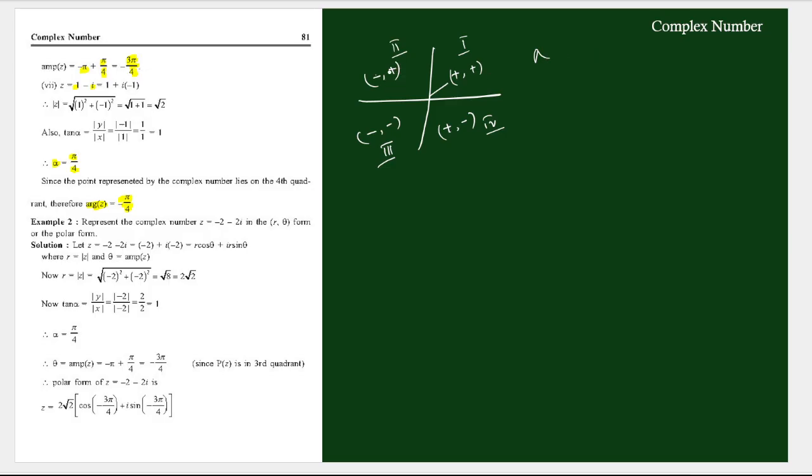If it is in the first quadrant, then simply alpha. If it is in the second quadrant, then it is pi minus alpha. This is for finding the value of theta, the argument. If it is in the third quadrant, then minus pi plus alpha. And if it is in the fourth quadrant, then it is minus alpha. This you have to remember thoroughly. Write this in your copy.